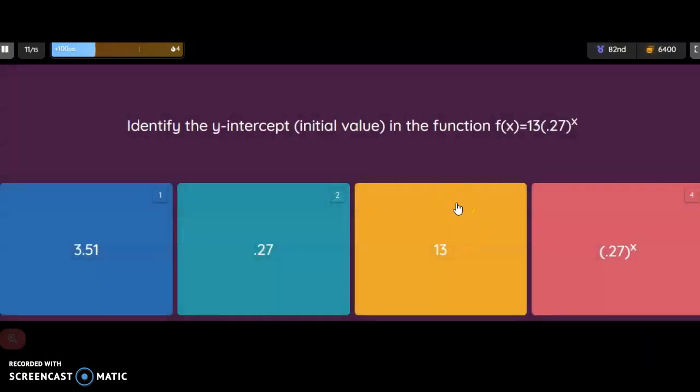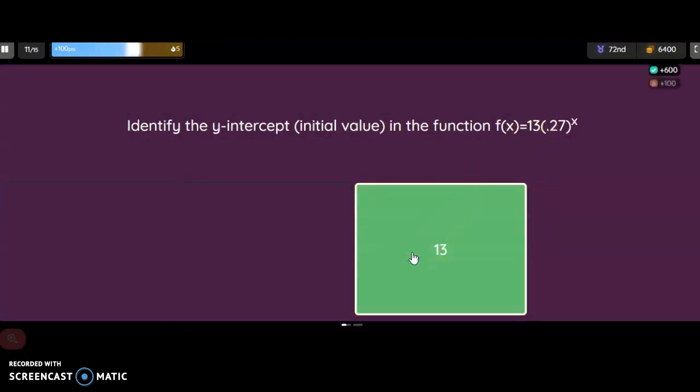Identify the y-intercept in the function. I believe it's 13. Let's take a look.